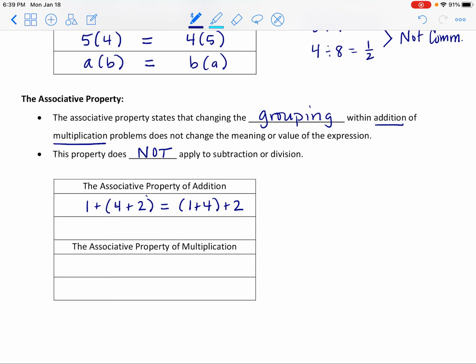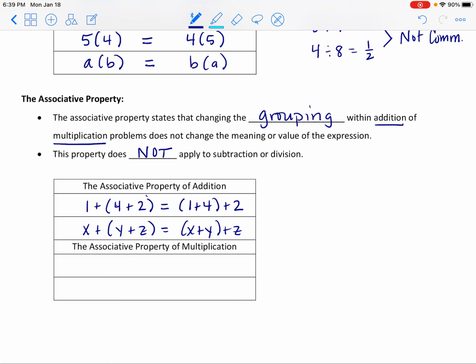So we can replace these numbers with variables, and I know that substituting any variable back in isn't going to change the meaning. And so our associative property will hold for something like x plus (y plus z) and (x plus y) plus z. If I change the grouping for addition, it's still going to maintain the same value. Okay? And this again works for multiplication.